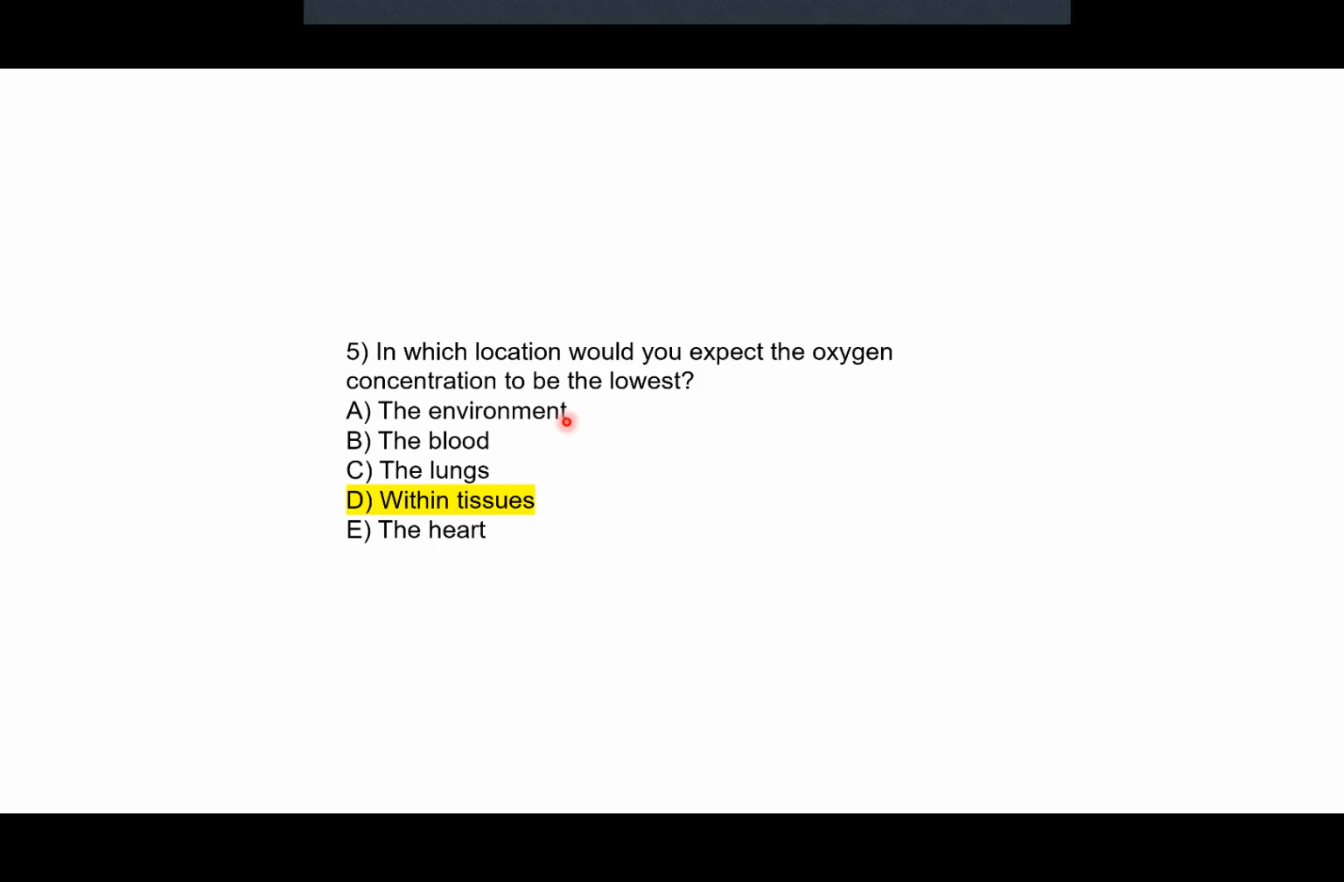So if we order these steps, these locations really, first the oxygen would be in the environment, which would have a specific starting oxygen concentration. It depends on where you're at, of course. Then it would enter and go to the lungs. Then it would enter the alveoli, and then enter the blood, which the heart pumps to its destination. And so the final destination is within tissues.